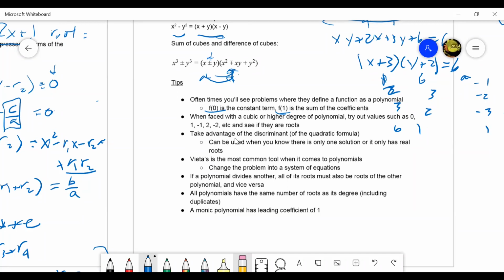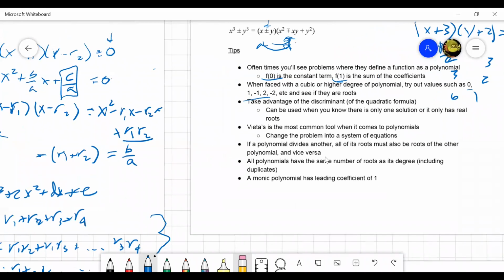And another tip is when you have a cubic or higher degree polynomial that you have to factor or find solutions to, just try out small values like 0, 1, -1, 2, -2, etc., and see if there are roots. Sometimes there will be, sometimes there won't. It doesn't really hurt to try. And if you do happen to find one, then you can use division and divide by x minus that root to simplify your polynomial.